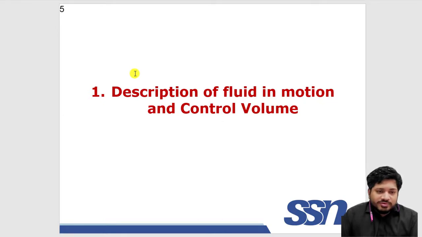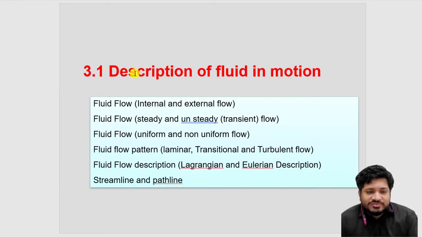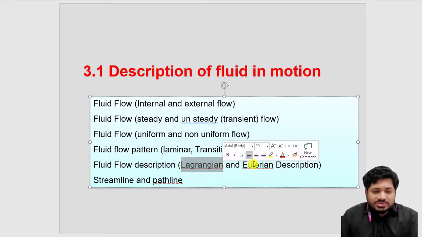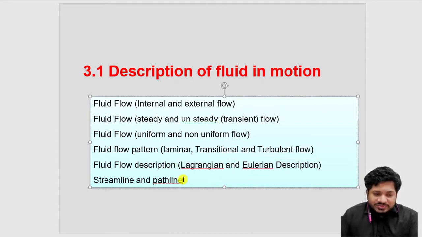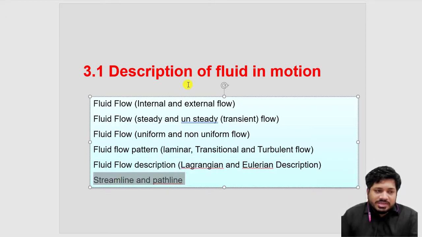So let's move forward. In today's class, you will be learning about different types of fluids in motion, such as internal flow, external flow, steady and unsteady flow, uniform and non-uniform flow, laminar, transitional and turbulent flow, and then the Lagrangian approach and Eulerian approach, as well as what pathline, streamline, etc. are. So these are something that you will be learning. Before we move on, let me give you a brief introductory video. So please go ahead and watch this video.